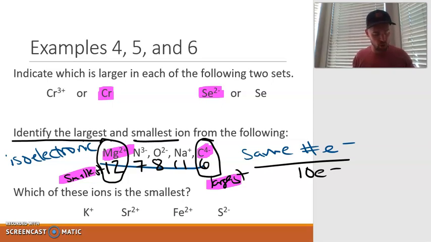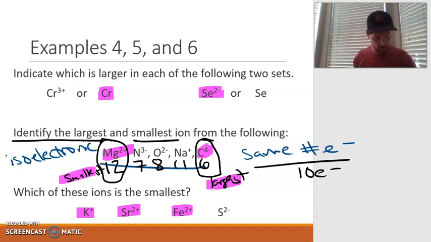If I take a look at where all those ions are on the periodic table, potassium, strontium, iron, and sulfur, this is not an isoelectronic series, at least not in full. So I can't use the same trick I used in example 5. But what I can do is notice that there's a positive, and there's a positive. How about I use my periodic trend on those 3 since they're all cations.